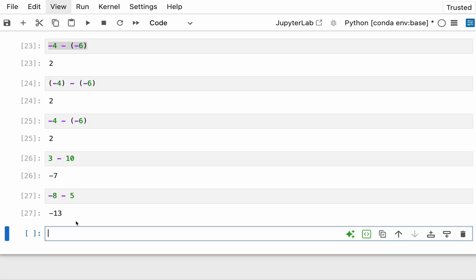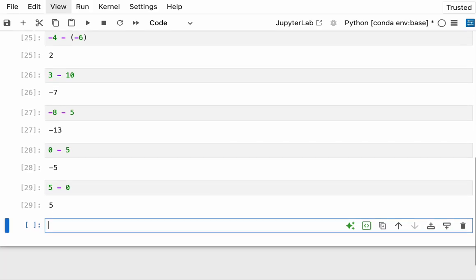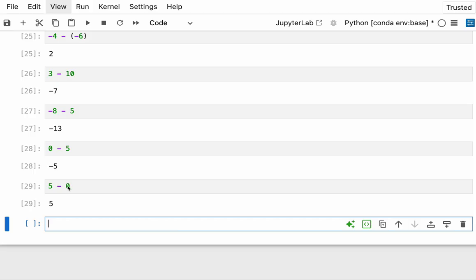Now let's try some other examples using zero. Let's say 0 minus 5. Can you guess the answer? Minus 5, because there's nothing here, so it just returns minus 5. And what if we turn it the other way around and do 5 minus 0 and run it? We get 5 because we are subtracting nothing from 5, so we just get the same 5.